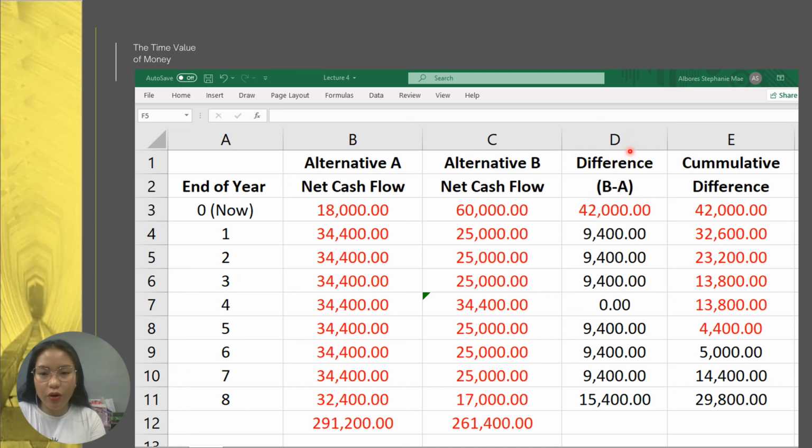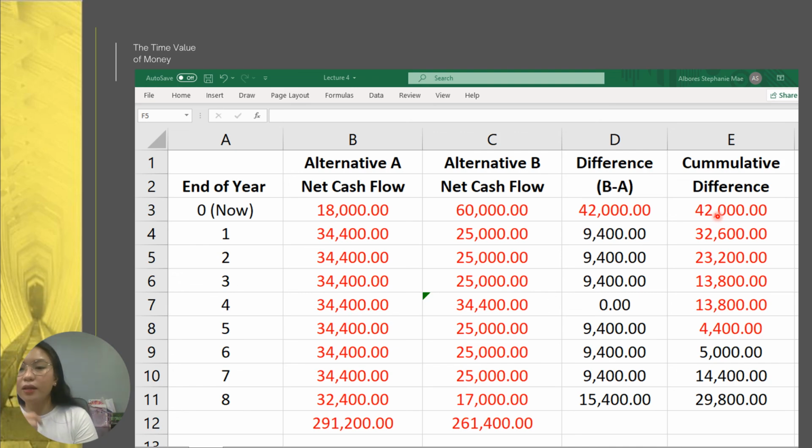The difference and cumulative difference columns will help you analyze and facilitate the analysis of your other comparisons of values. Okay, so what else? It should be apparent that the cash flow table clarifies the timing of cash flows, the assumptions being made, and the data available.